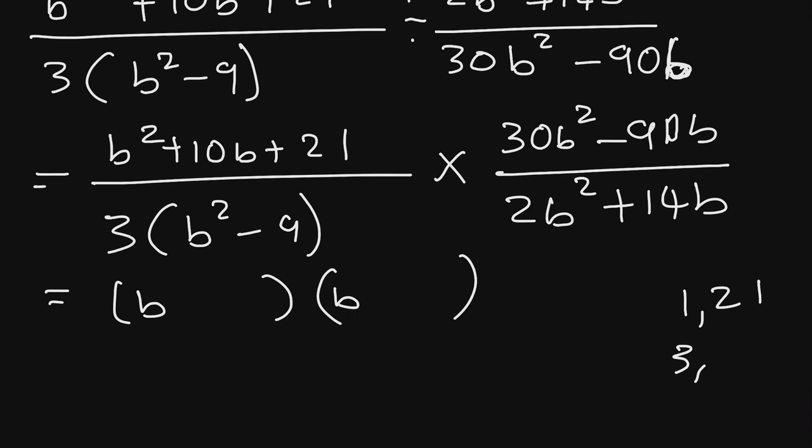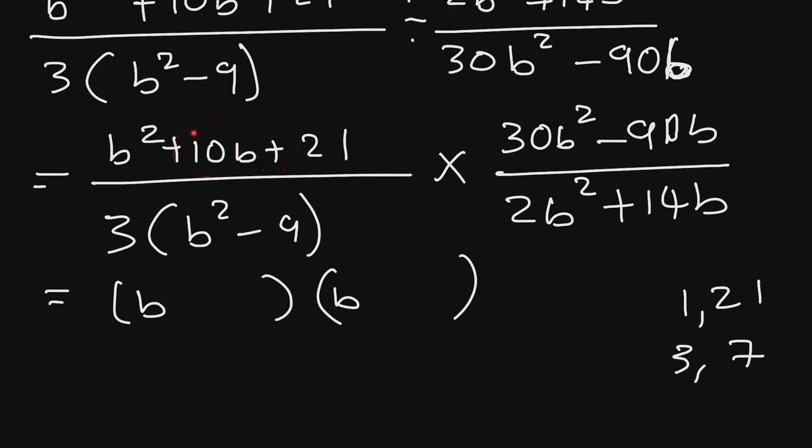21 divided by 3 gives you a 7. So you have 3 multiplied by 7 as your factors of 21. So now I don't know if we have any other factors, but these are the factors of 21 that we have. So now if we look at our factors, we're going to look at the sign of the last term. The sign is positive. So we're going to look at the factors that when we add them, they give us the middle term, which is 10.